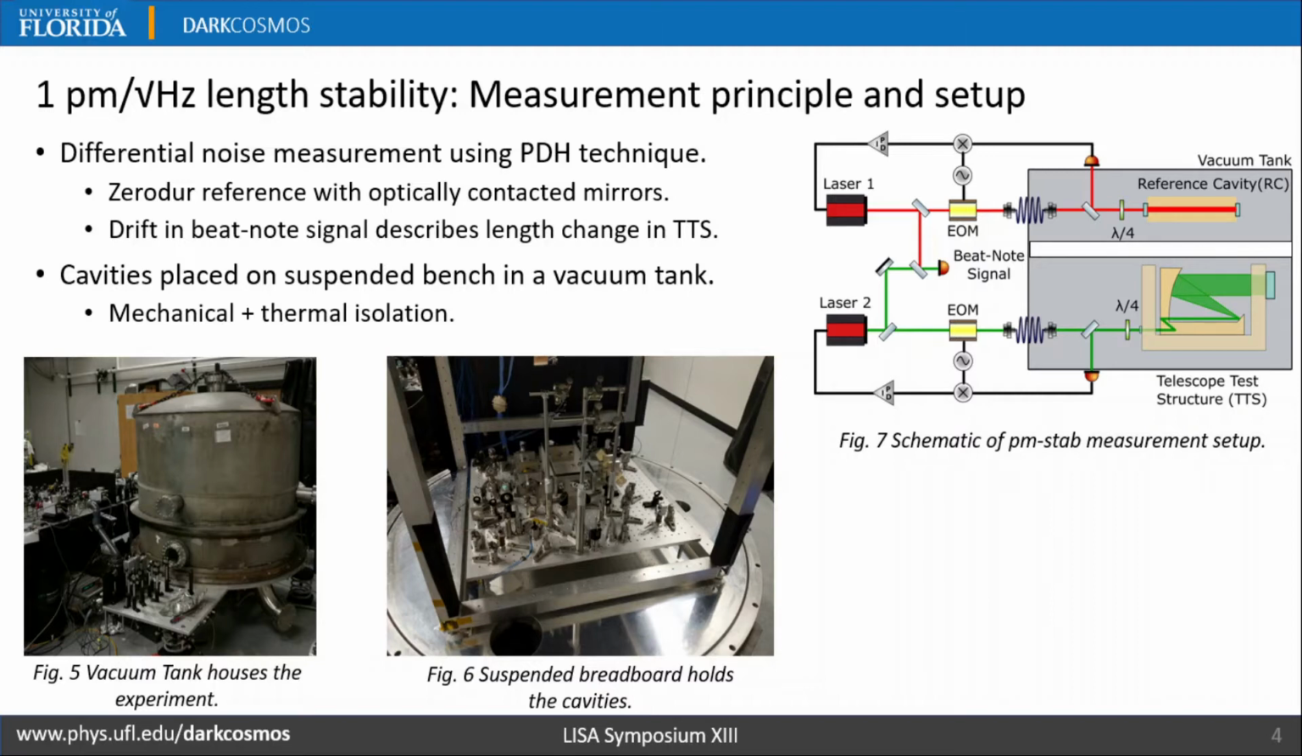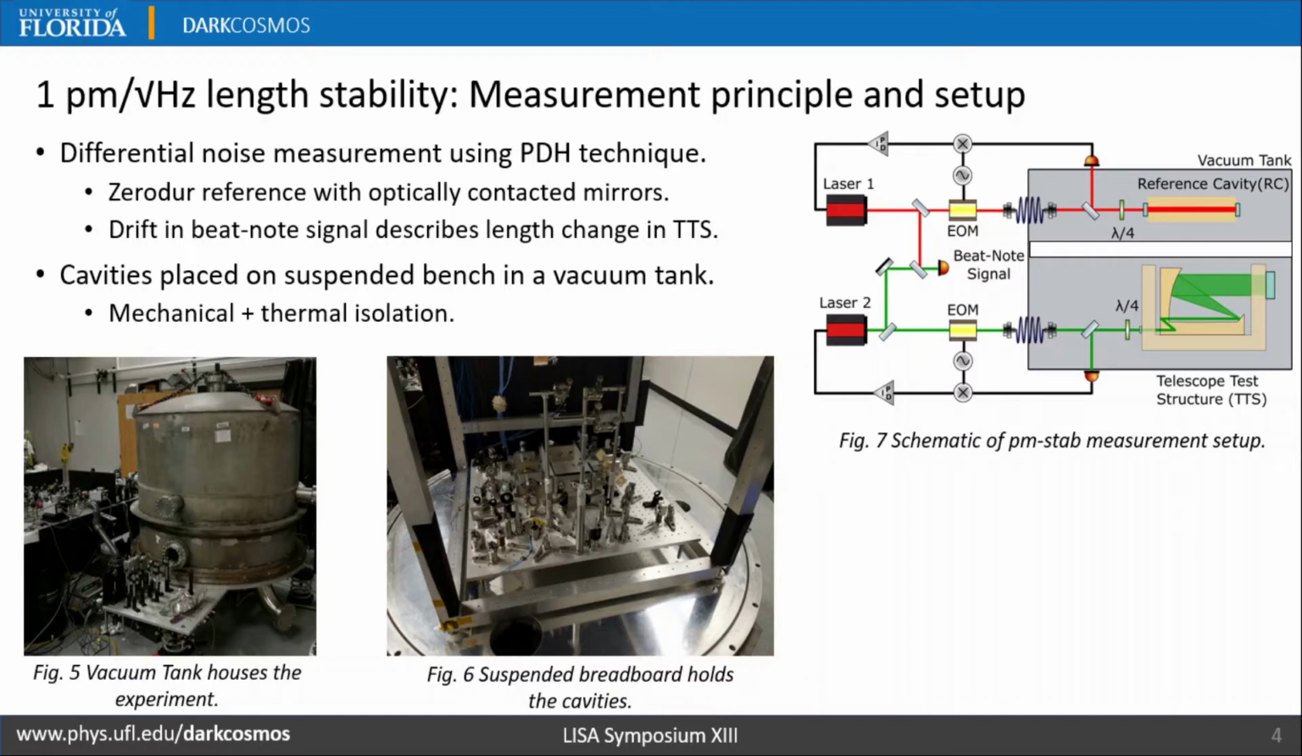Both cavities are placed inside a vacuum tank and on an optical breadboard suspended via blade springs. This can be seen in figures 5 and 6 respectively. Additionally, we will have layers of thermal radiation shields between the tank and the experiment to reduce the coupling of temperature noise at lower frequencies. This thermal plus mechanical isolation is necessary to meet the requirement in the LISA band, and it is a challenge to integrate the telescope in a similar level of isolation.